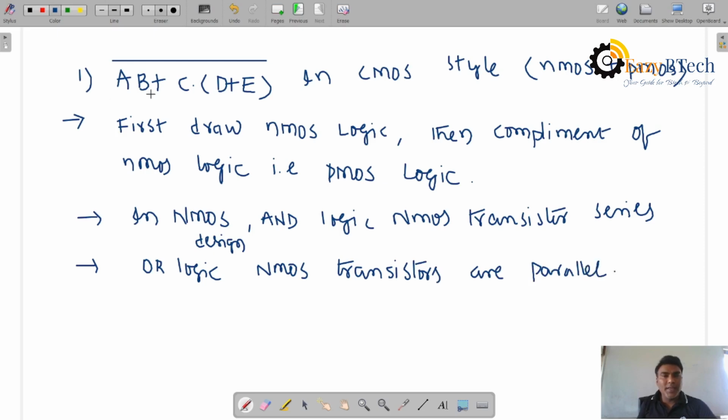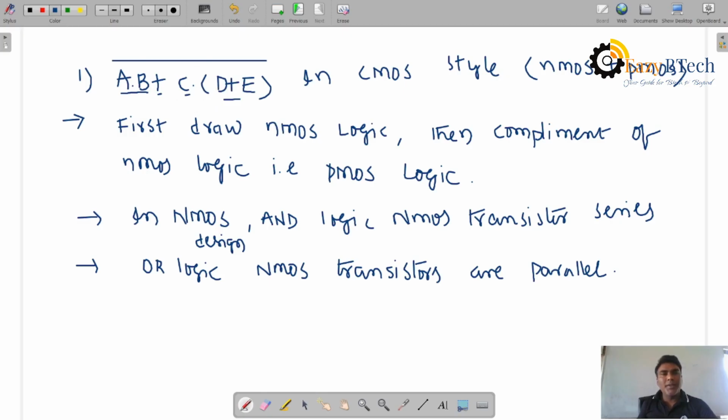Series parallel. You see here, what are the two logics? AB is series, and this is parallel. C is in series with D plus E, so D plus E are parallel. So AND logic and OR logic; two logics are over here. The first product term is AND logic, plus the remaining three are OR logic, and in these three, C is ANDed with D plus E. This is the given complex gate Boolean expression.